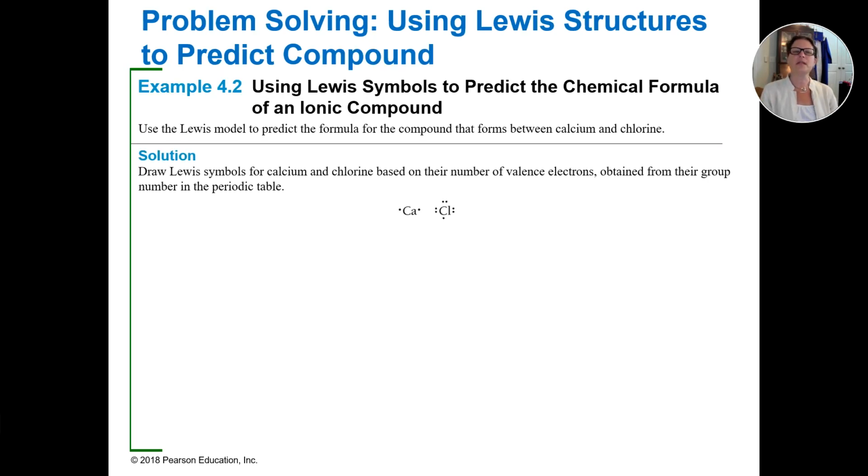All right, so when we use the Lewis model to predict a formula, if I do calcium and chlorine, I'm going to see that calcium has 2 valence electrons and chlorine has 1. So in order for these two to come together, chlorine now has an octet. I can rewrite this like this.